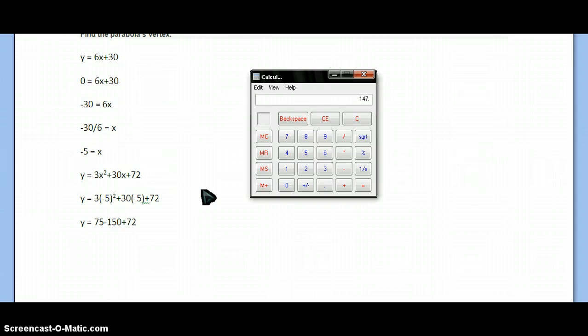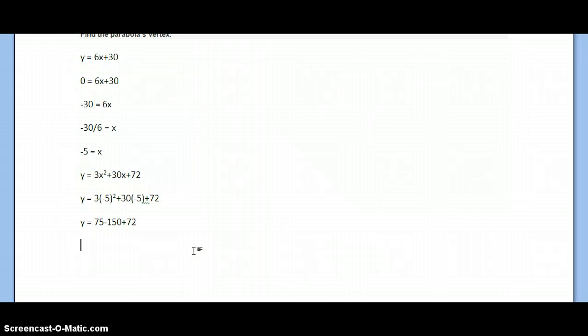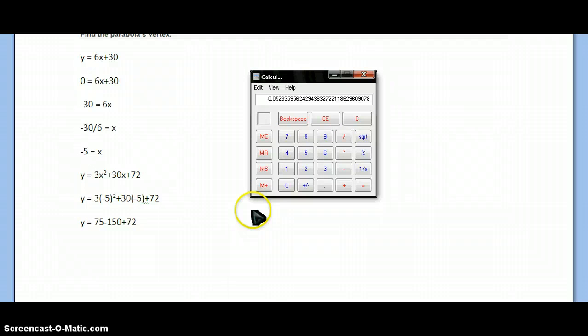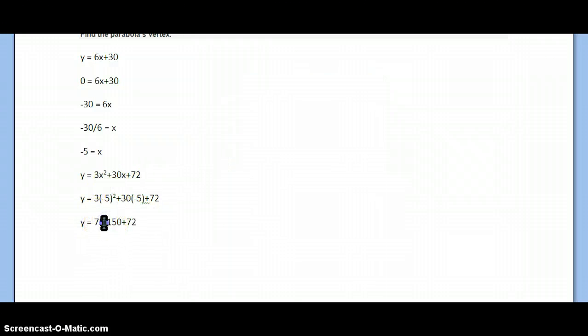Just to make sure that we're doing it right, let's check it. 150 minus 147 equals 3. So our y coordinate will be positive 3. No, actually negative 3. Adding this together, just to check one more time, 75 plus 72 is 147. Since the positive is less than the negative, the negative will end up winning over. So it'll be negative 3. So y equals negative 3.